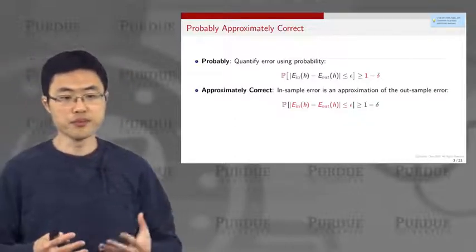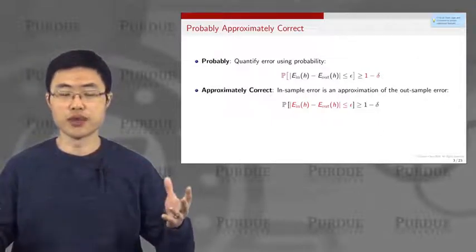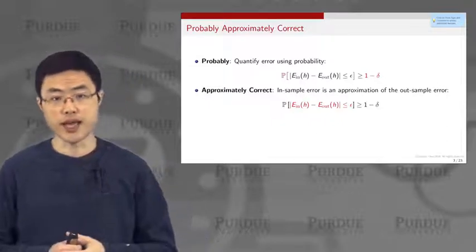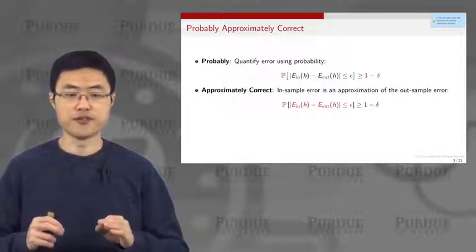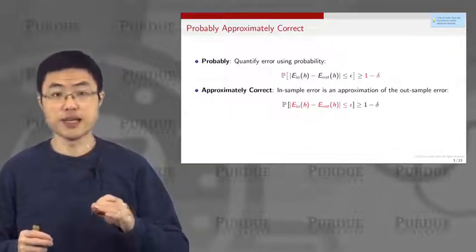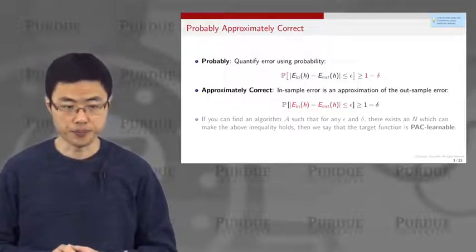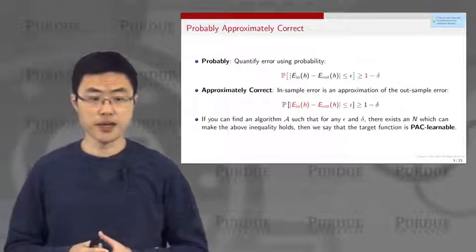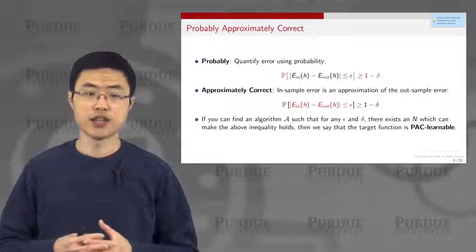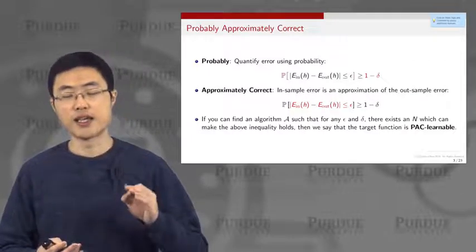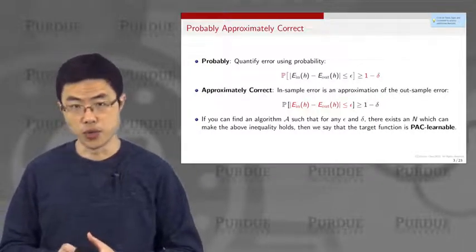The other notion is called approximately correct. What it means is that I'm not only looking at the probability, I'm not only looking at the confidence, I'm also looking into the accuracy inside the probability, which is the event that I'm considering. In this event, I'm measuring how close E in is compared to E out. If this holds, I say that it is approximately correct. So if you can find an algorithm A such that for any delta and any epsilon, there exists an N such that whenever it's big enough you can make the inequality hold, then we say that the target function is PAC learnable.